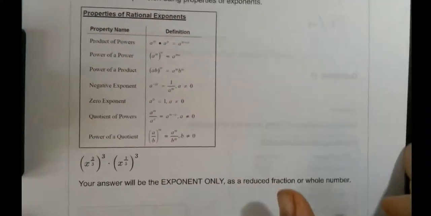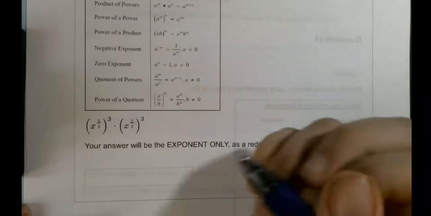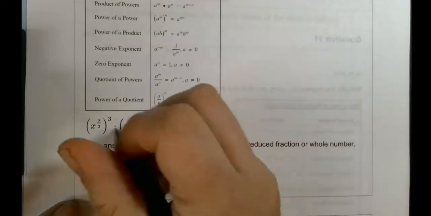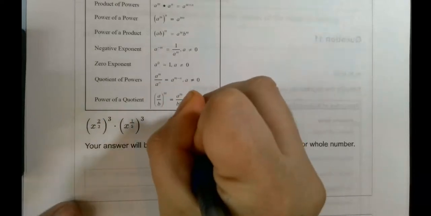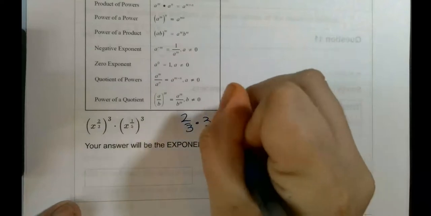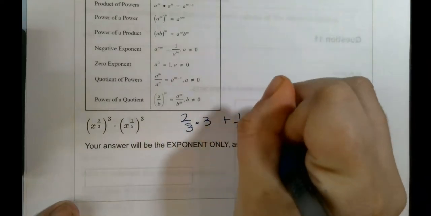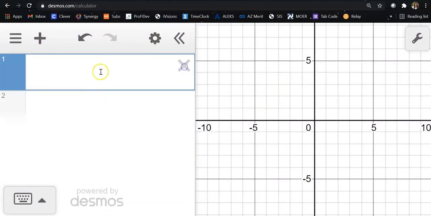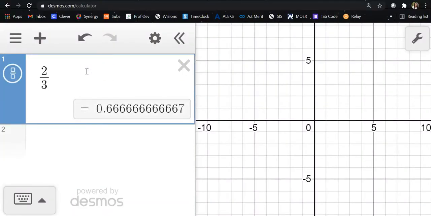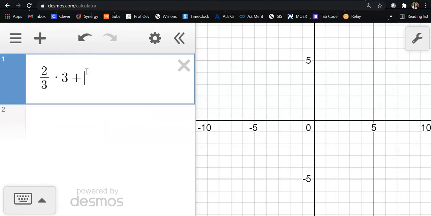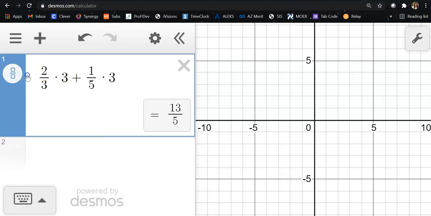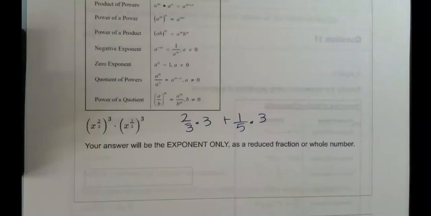Next one is still an exponent property. So I want to go ahead and figure this one out. I'm going to multiply the exponents that are being raised to exponents and then add those together. So I'm going to have 2/3 times 3 plus 1/5 times 3. So I'm going to go type this into Desmos. Turn it back into a fraction. It gets me 13/5.